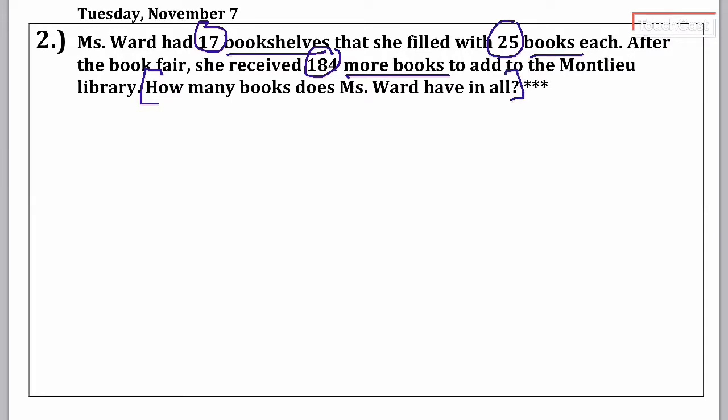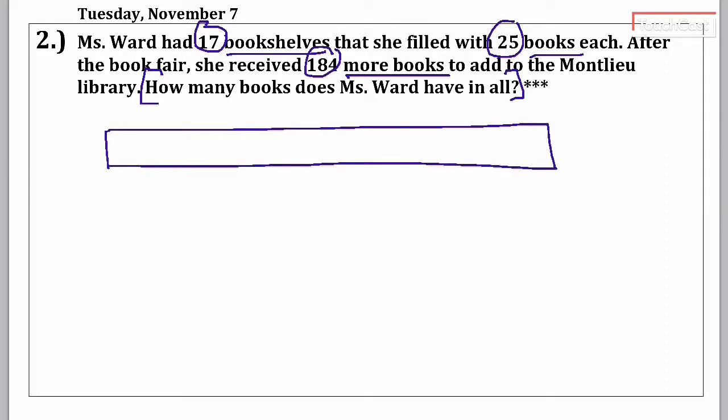So what I'm going to do is actually draw a tape diagram to represent this, so I have a better idea of what's going on. Okay, so I'm going to start off. I have 17 bookshelves. I don't have time to draw 17 individual bookshelves, so I'm going to have my ellipses. That tells me that it continues on, and then finish off with 17. So 1, 2, 3, and so on and so forth, all the way to 15, 16, 17.